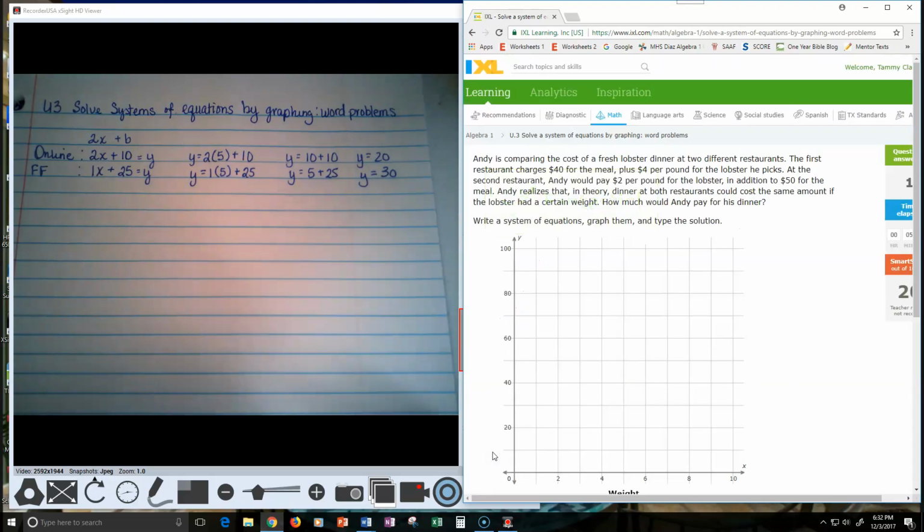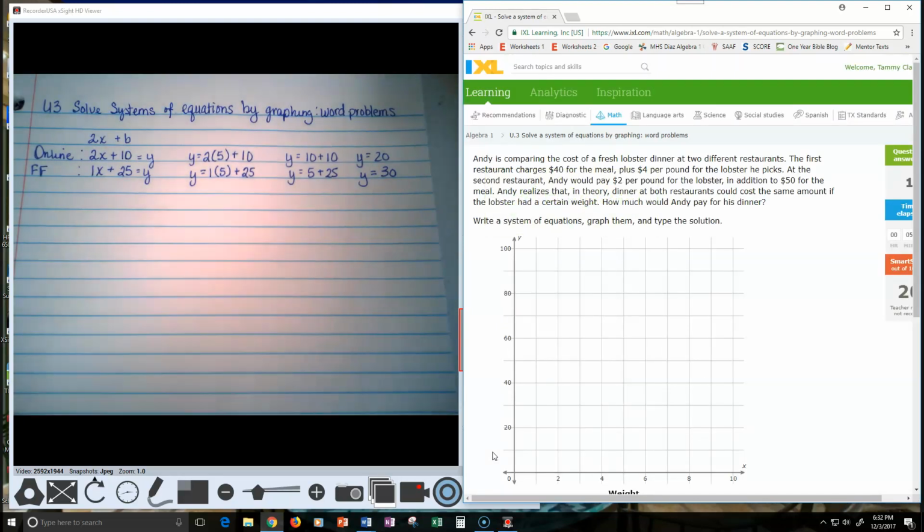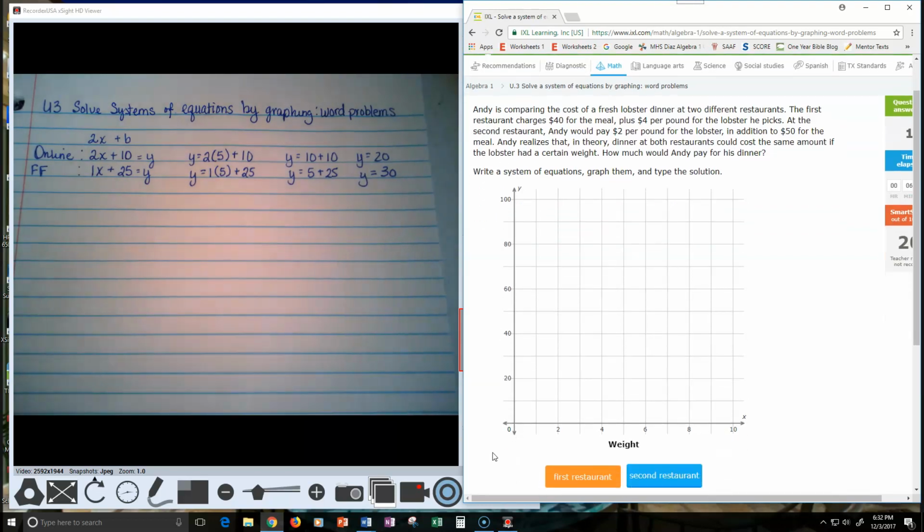Let's do another. All right, so this time we've got Andy comparing the cost of a fresh lobster dinner at 2 different restaurants. The first restaurant charges $40 for the meal plus $4 per pound for the lobster he picks. At the second restaurant, Andy would pay $2 per pound for the lobster in addition to $50 for the meal. Andy realizes that in theory, a dinner at both restaurants would cost the same amount if the lobster had a certain weight. How much would Andy pay for his dinner?